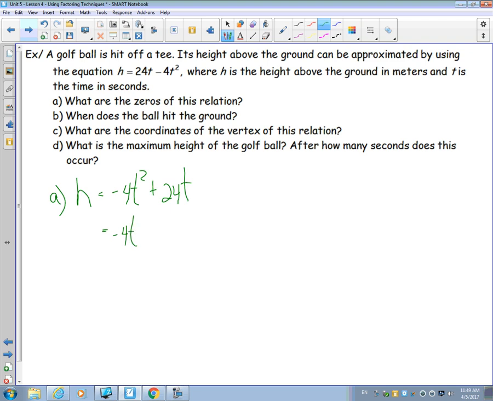I can divide them both by negative 4t. I'll be left with t minus 6. And from that, I can see my zeros. One of them is 0, just t by itself, and one of them is 6.